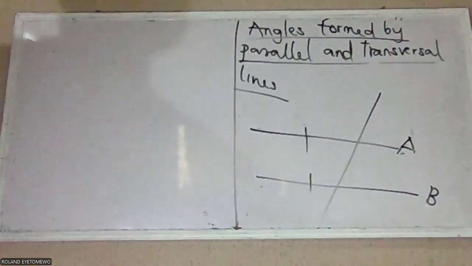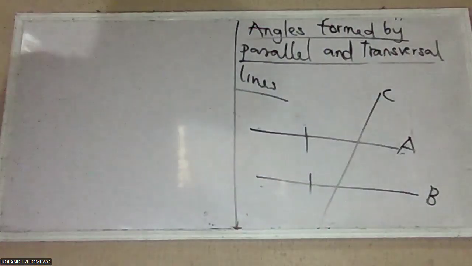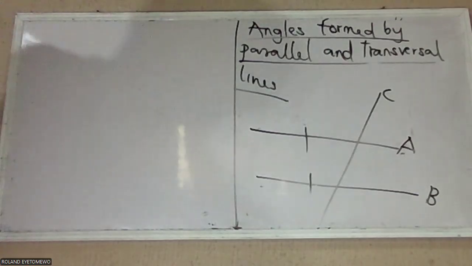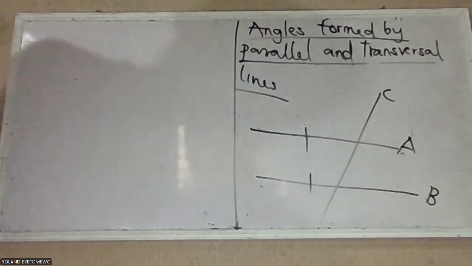Now, line A and line B are parallel. If I now have a line C that cuts through lines A and B, because line C cuts through parallel lines, we call it a transversal line. When a transversal line cuts through parallel lines, some angles are formed. Remember, an angle is formed when two lines intersect each other.